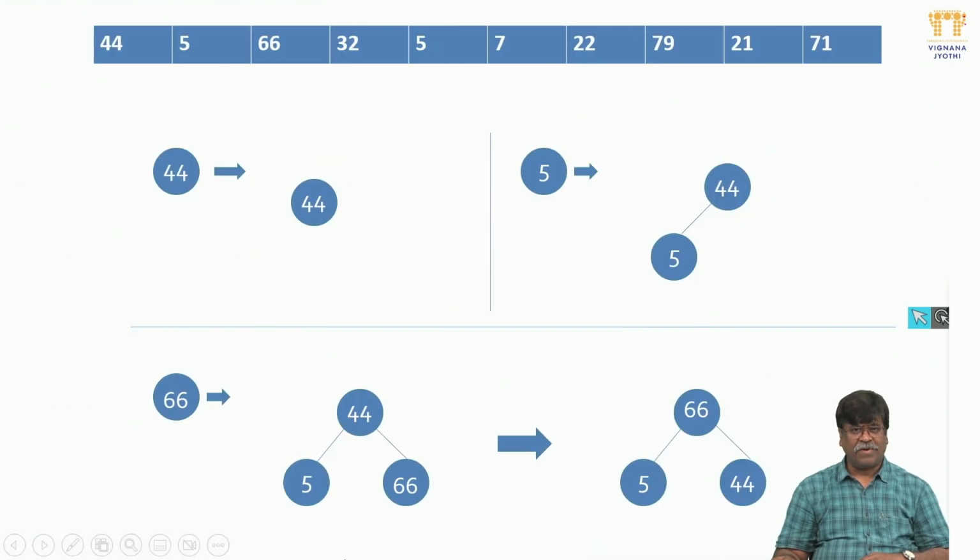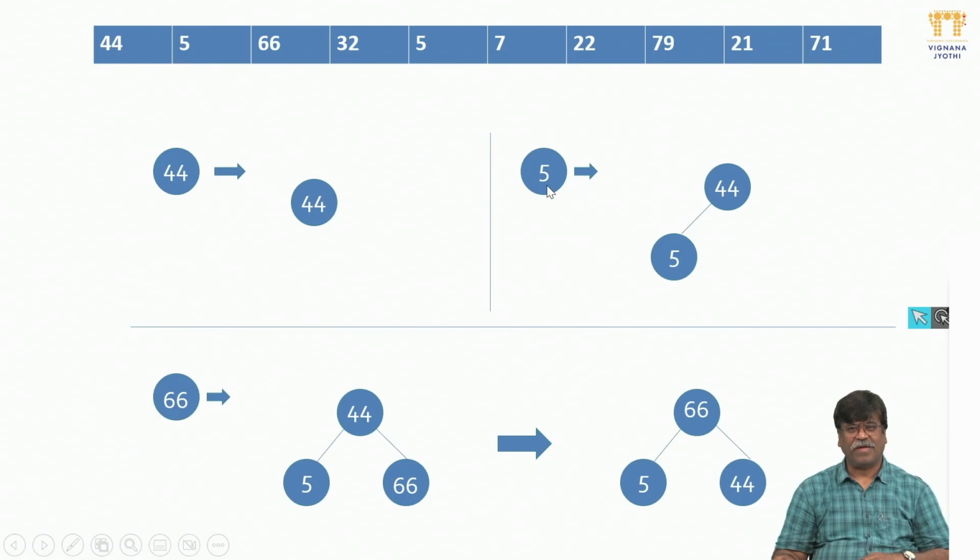First we will take an example. This is the given data: 44, 5, 66, 32, 5, 7, 22, 79, 21, 71. First we are going to insert all these elements into the binary tree and make a max heap. First I inserted 44. This is the only data in the tree, only one node. So how exactly are we going to construct the binary tree? First we insert the root element, then we create the left child, then we create the right child of the root.